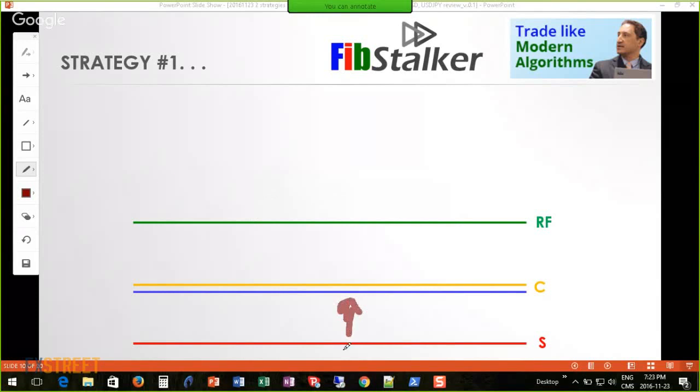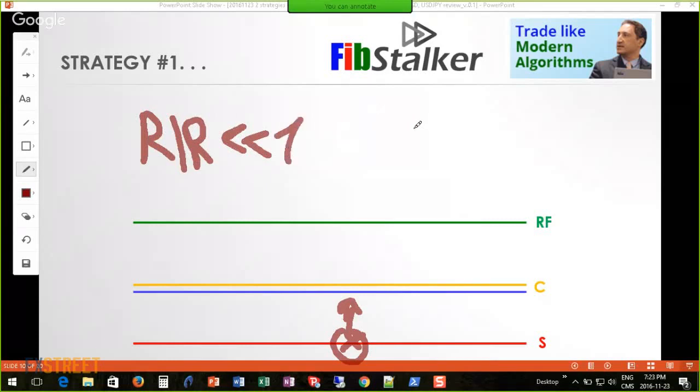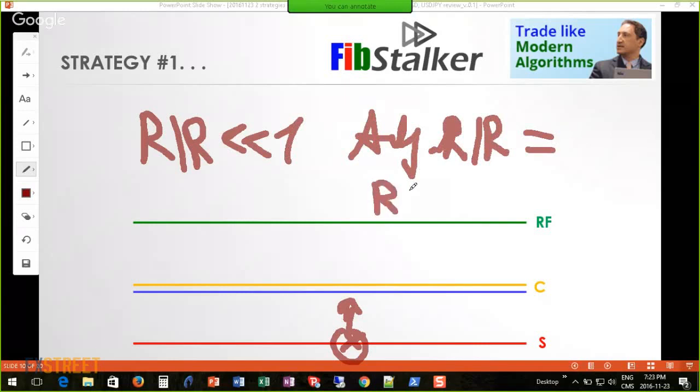Okay, so this is one strategy you can use. The main disadvantage of this strategy is that basically you have lower reward to risk, because you have an adjusted reward to risk, and the formula is very simple: it equals the initial reward to risk you would have in this trade plus 1, divided by 2.